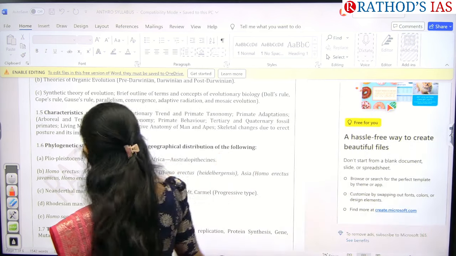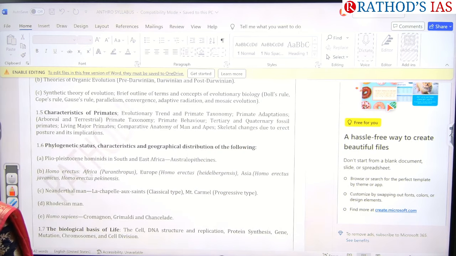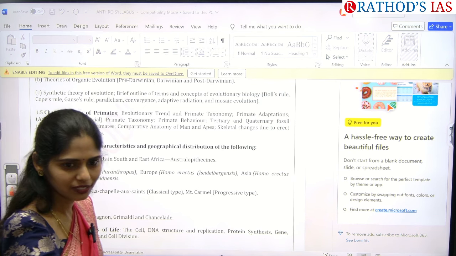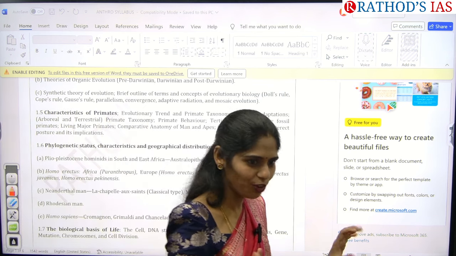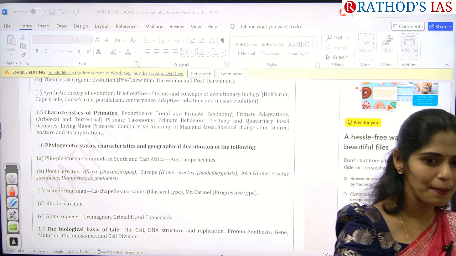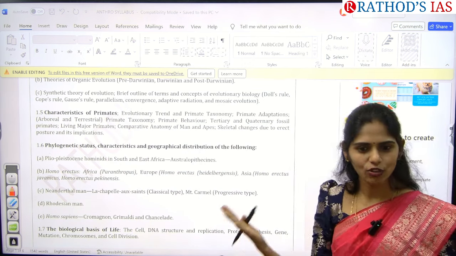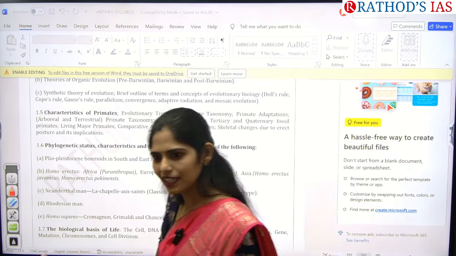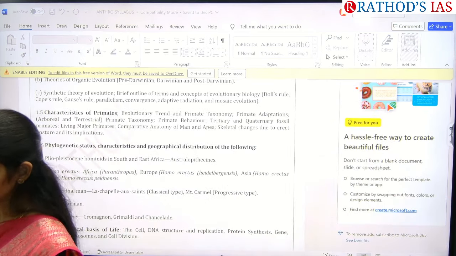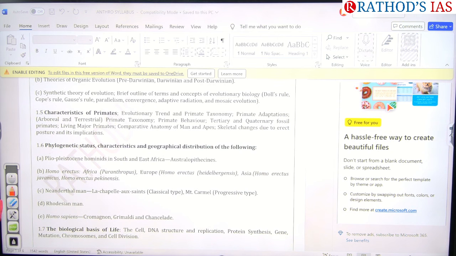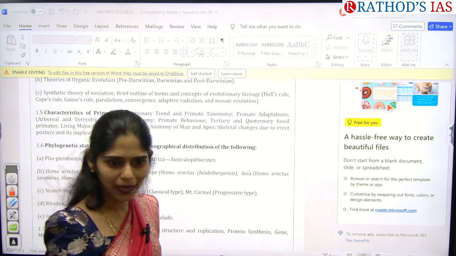Okay, now tell me what are the adaptations done by these apes? So apes, how do they walk? They walk on four legs. That means quadrupedalism. Quadra means four. So they walk on four legs, called quadrupedalism. How do humans walk? On two legs. That is called bipedalism.